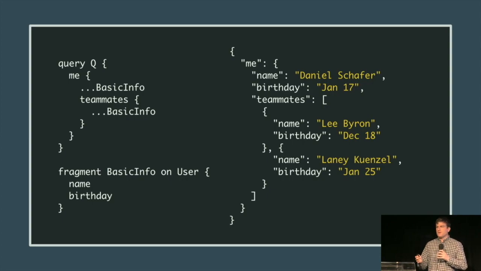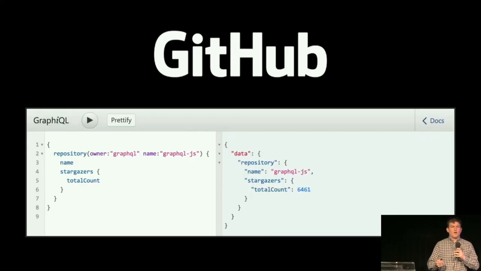And if you're interested in trying out GraphQL, if you haven't used it before, there are a couple of companies that have launched betas of public GraphQL APIs. GitHub is one of them. You can see I went to GitHub's API and queried for the GraphQL.js repo. I asked for its name, and I asked for how many people have starred. Thank you to those 6,400 people.